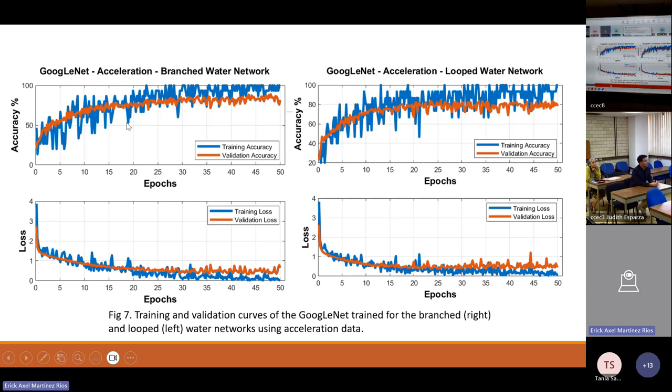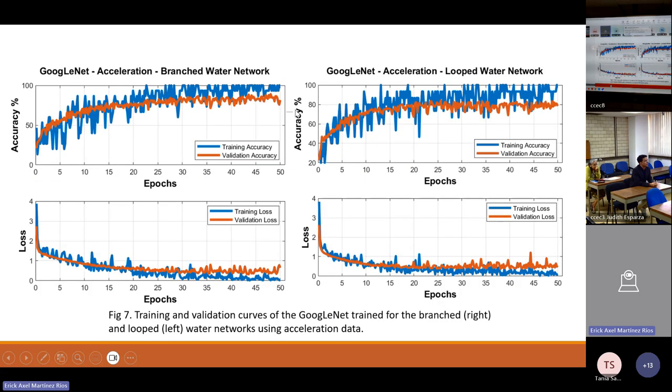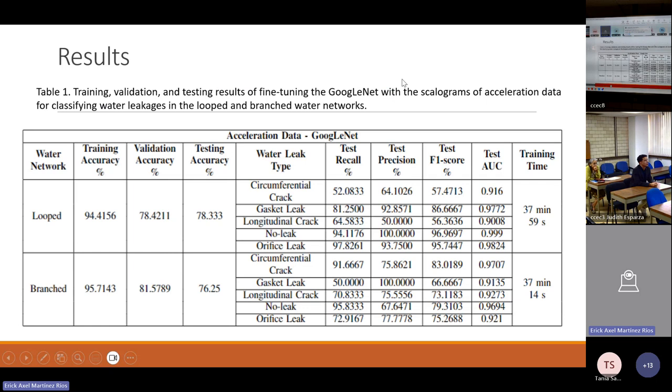These are the training curves for the accuracy and also the loss of the model on the left, and on the right is for the loop water network. But again, it's the behavior of the training process using the acceleration data and fine-tuning the GoogLeNet. Here we are showing the summary of the results by performing this process. Here we use 80% of the data set for training the model, and we left 20% of the data set for testing the model.